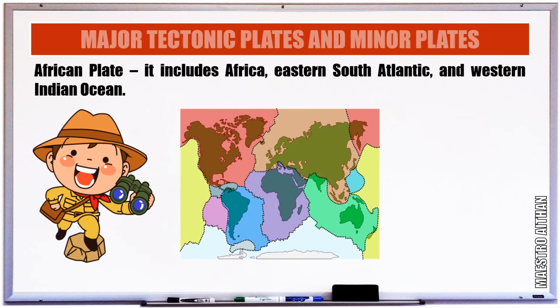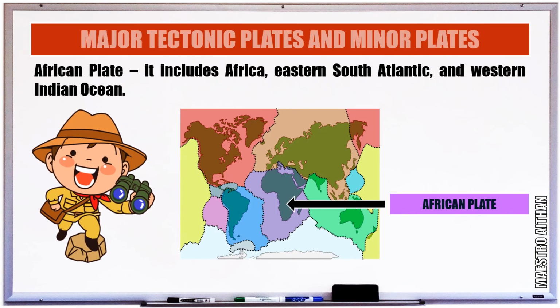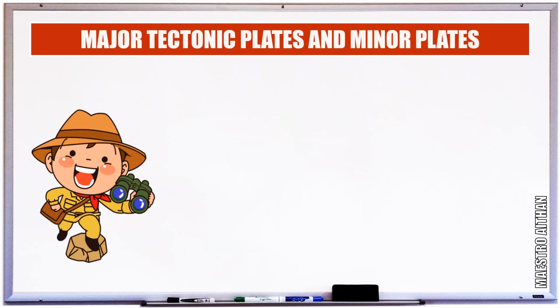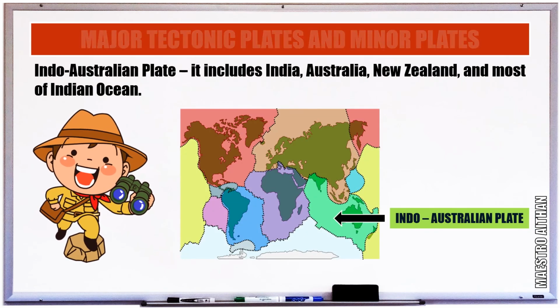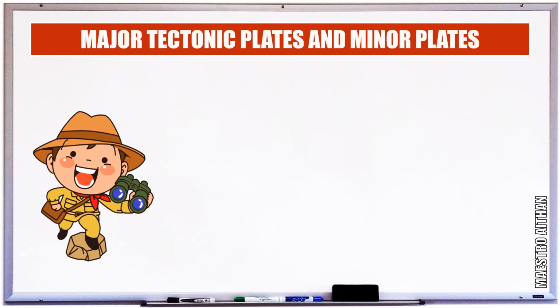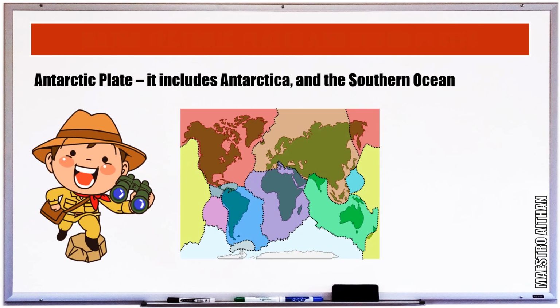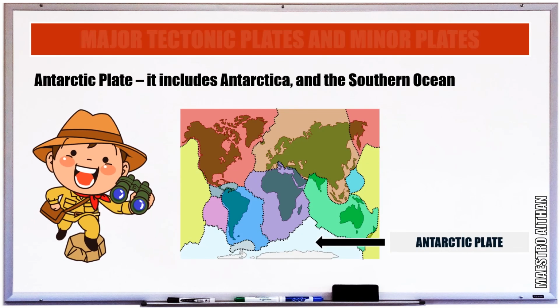African Plate. It includes Africa, eastern South Atlantic, and western Indian Ocean. Indo-Australian Plate. It includes India, Australia, New Zealand, and most of Indian Ocean. Antarctic Plate. It includes Antarctica and the Southern Ocean.